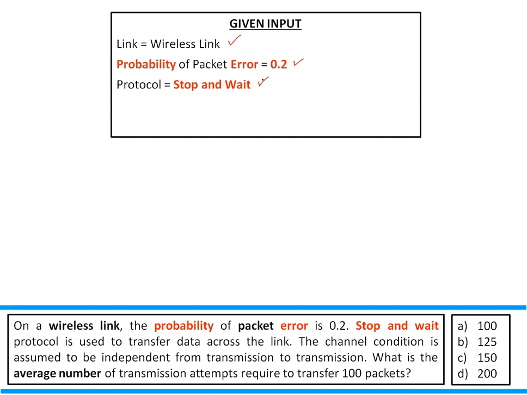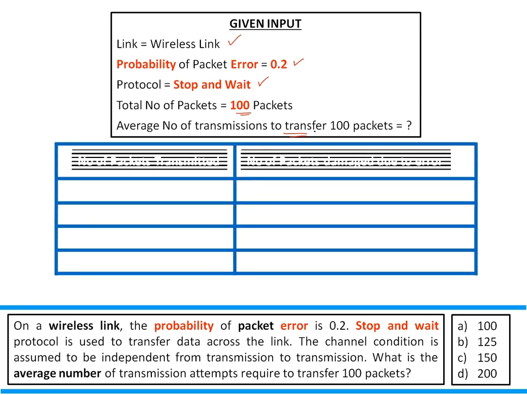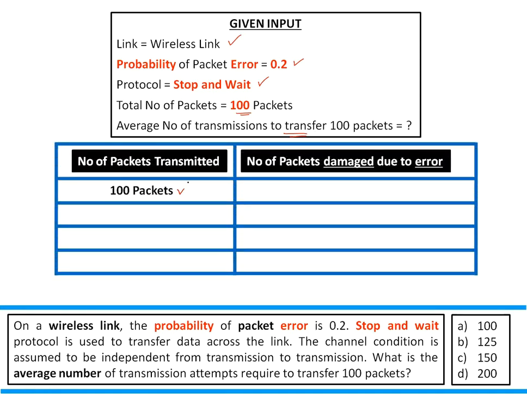That means after sending one packet, the buffer will be full. After any acknowledgement, then only I'll send the next packet. Though I have 100 packets, I'll send one after the other only. I cannot send 100 packets at the same time because my buffer is only one packet. Stop and wait. Average number of transmissions to transfer 100 packets. First, 100 packets are transmitted one after the other.